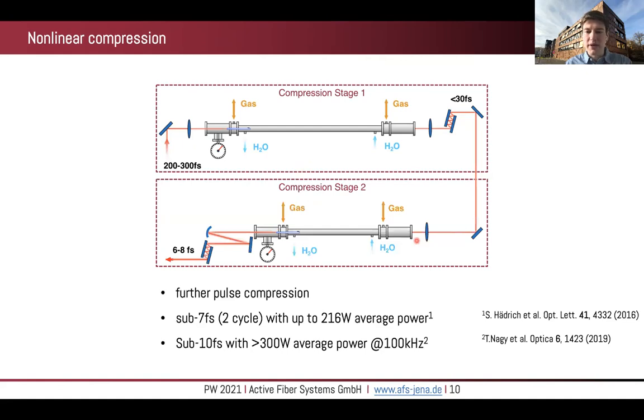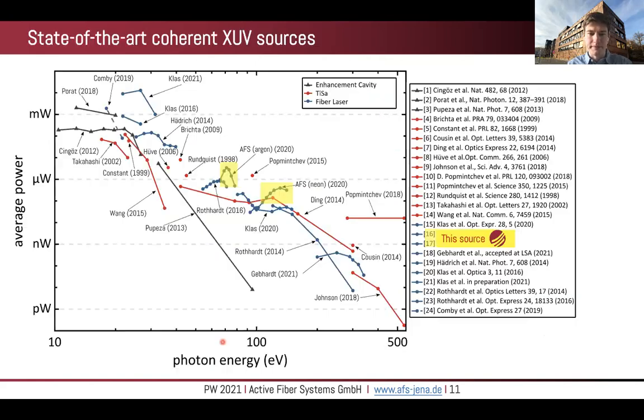So if it's necessary, this approach can also be extended to a second compression stage to further compress the pulses down. So with this technique, more than 200 watt sub 7 femtosecond pulses have already been demonstrated. And also recently, 3 millijoule, 300 watt sub 10 femtosecond pulses were achieved. So the XUV source we present here actually is one of the most powerful sources in the world.